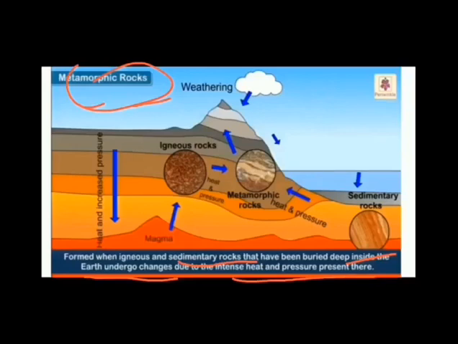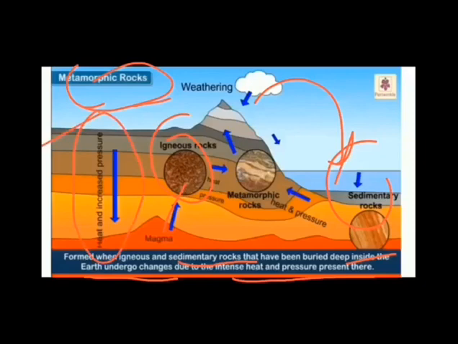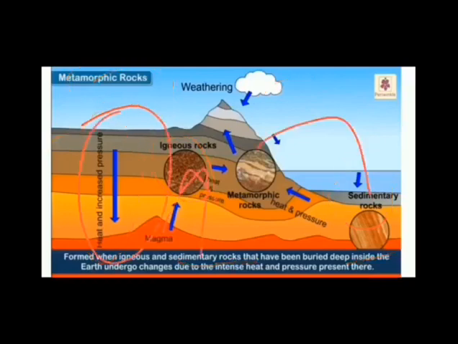So igneous rocks are formed by the cooling and solidification of magma. Sedimentary rocks are formed basically by the weathering of rocks. And metamorphic rocks are formed if the heat and the pressure increase. If the pressure on the igneous and sedimentary rocks increases, these rocks convert into metamorphic rocks. And these metamorphic rocks are also of different types. So let's discuss them one by one.